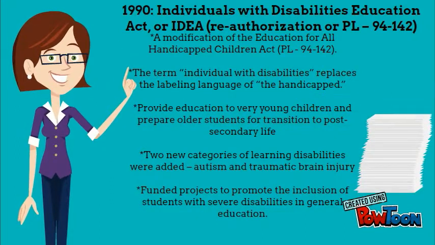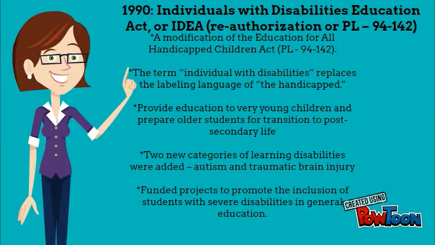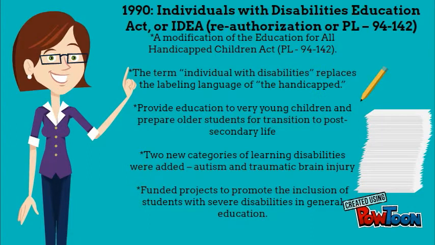Individuals with Disabilities Education Act, or IDEA, replaced the wording the handicapped by individual with disabilities. Also, it added significantly to the education of very young children and prepared older students for the transition to post-secondary life. It also added two categories to the already existing categories of learning disabilities, which was autism and traumatic brain injury.